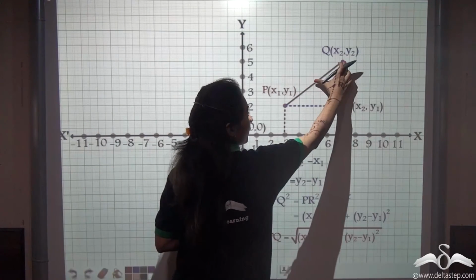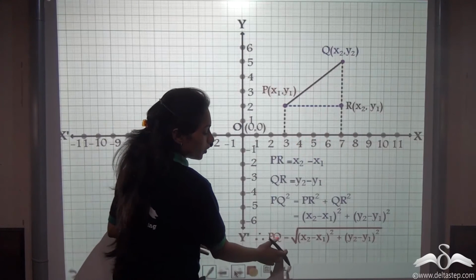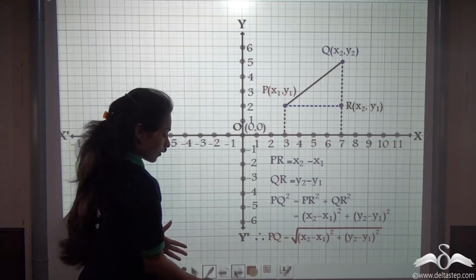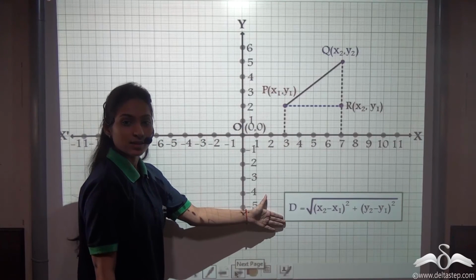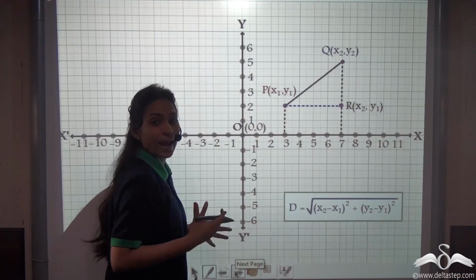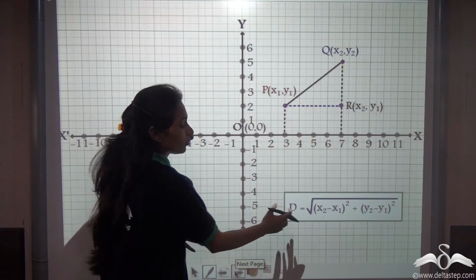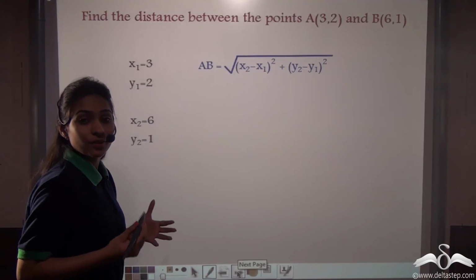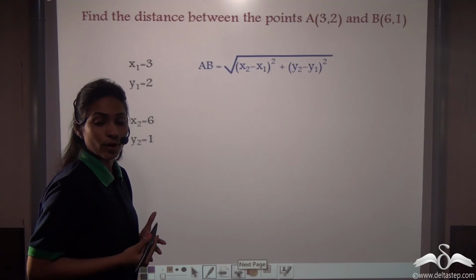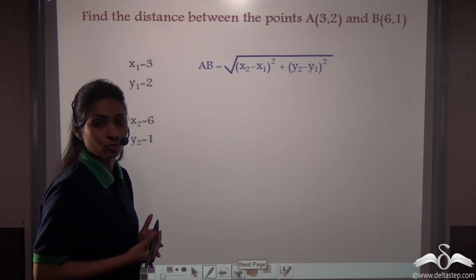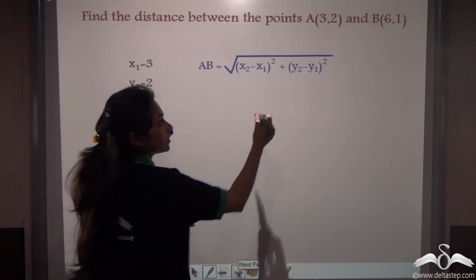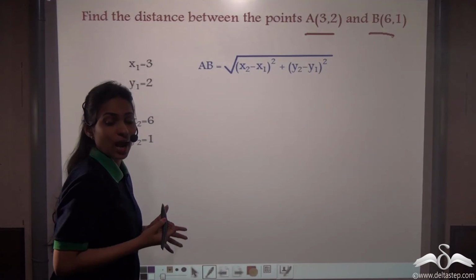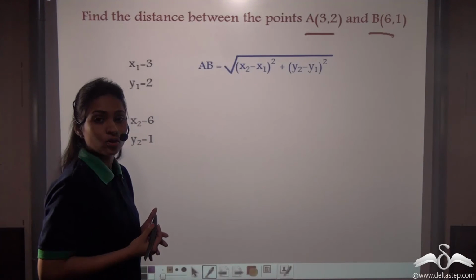Here the distance between P and Q can be found out by the formula root over (x2 minus x1) whole square plus (y2 minus y1) whole square. So this is the distance formula. Distance between any 2 points on a graph paper can be found out with this formula. Now even without the graph paper, given 2 points, you can find out the distance between those 2 points. Here we have given you 2 points, say A, that is (3, 2) and B, that is (6, 1). And we tell you to find out the distance between those 2 points.